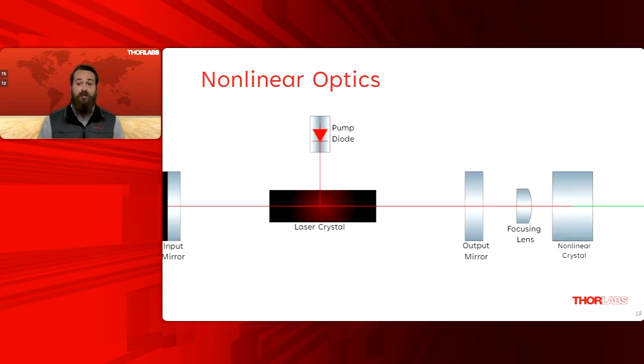Lastly, nonlinear optics is an application that's interesting to a lot of people. In this example, we're showing second harmonic generation where we've got the same setup as before. This whole bit on the left is the same Q-switched laser we were looking at, but now we're taking the output power, focusing it through a lens, and then this nonlinear crystal performs second harmonic generation, in this case to produce green light from near infrared light.